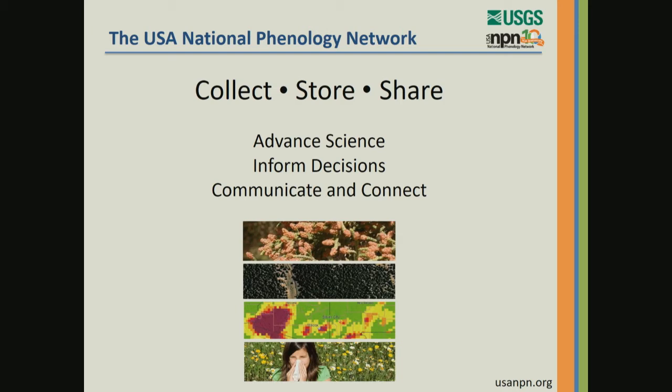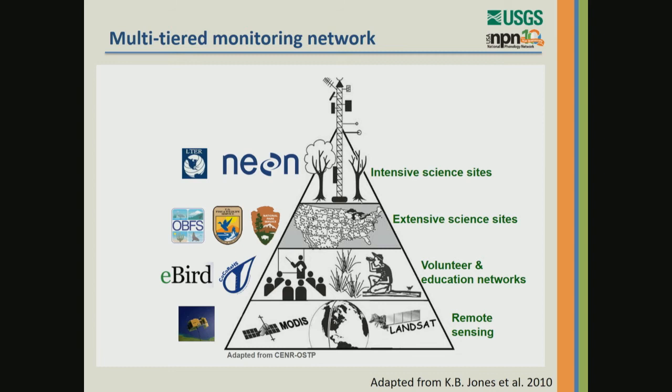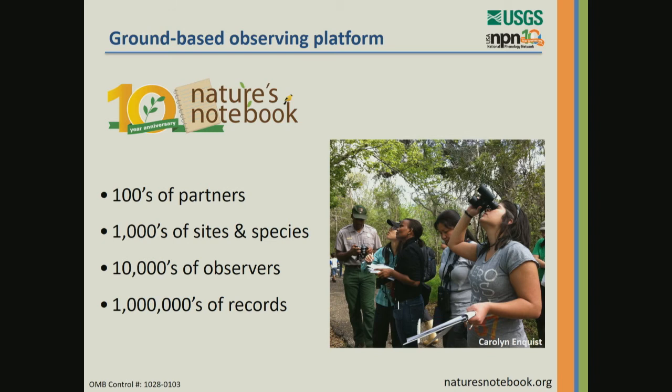aeroallergens and human health. The Phenology Network actually emerged from early discussions and planning for the National Ecological Observatory Network, but we realized that there was an opportunity to sort of broaden the number of observations across the nation and use this multi-tiered monitoring framework that others have kind of alluded to, where we have intensive science sites. So NEON, for example, is using Phenology Network protocols for monitoring plants. We have extensive science sites like our DOI partners, Department of Interior partners like Park Service and Fish and Wildlife Service. We have volunteer and education networks that are participating. Actually, we use citizen scientists as a way to collect data at a national to continental scale, and then we can stitch all this together with remote imagery and work together across these different scales. So the heart of the Phenology Network is our ground-based observing platform.